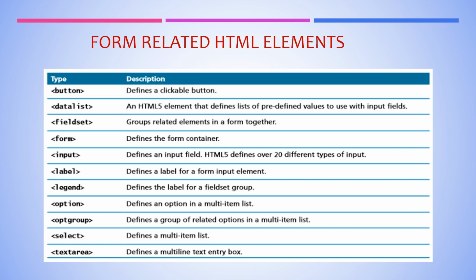Option defines an option in a multi-item list. Optgroup defines a group of related options in a multi-item list. Select defines a multi-item list. Textarea defines a multi-line text entry box.